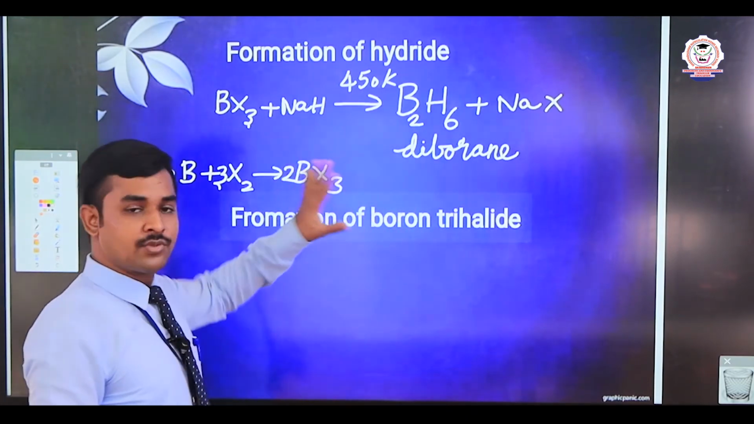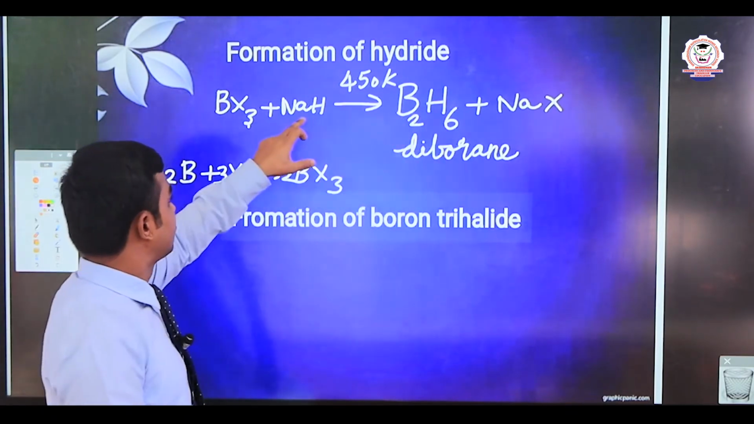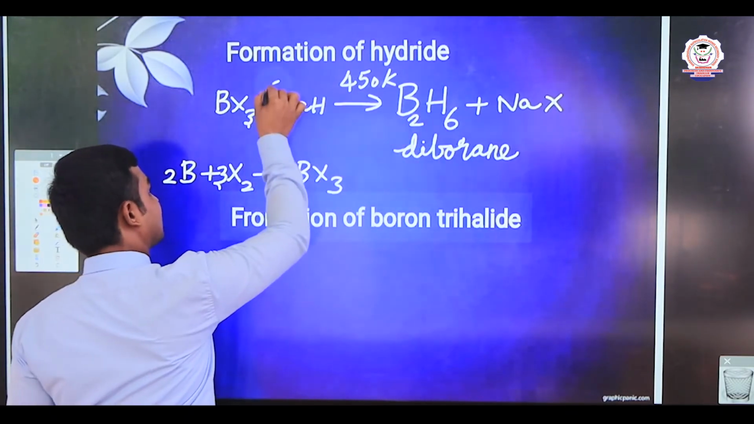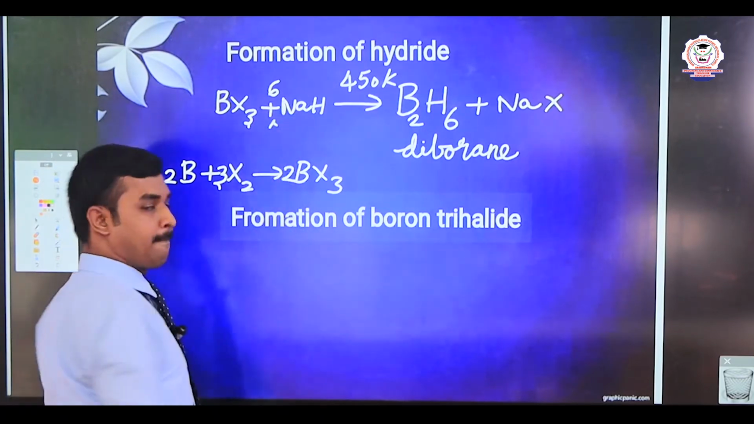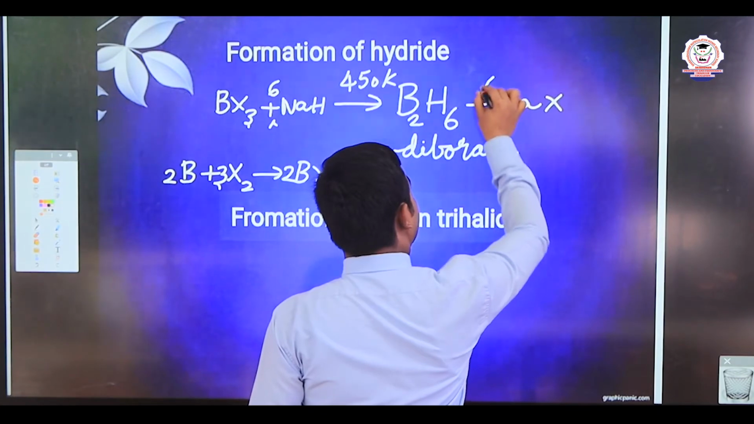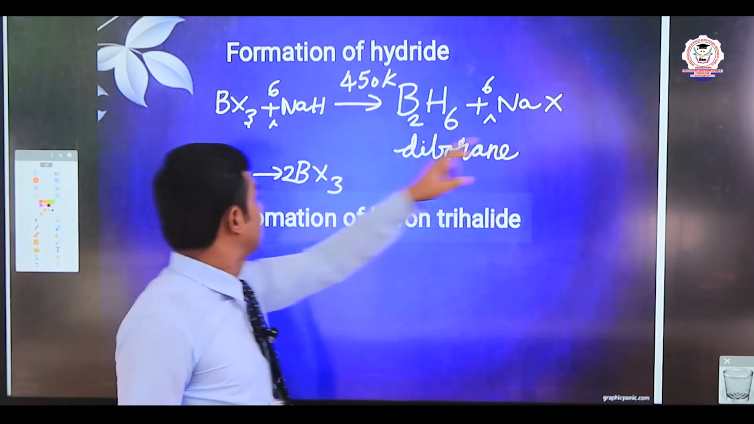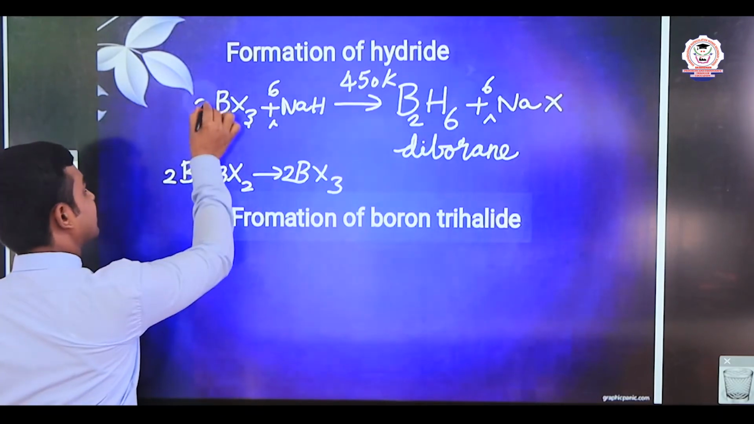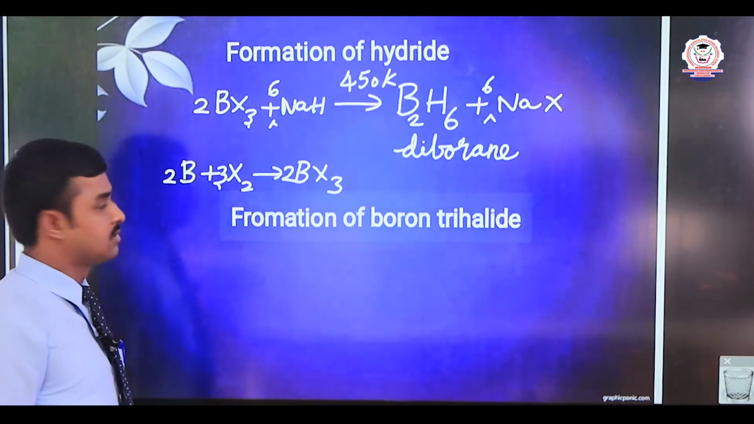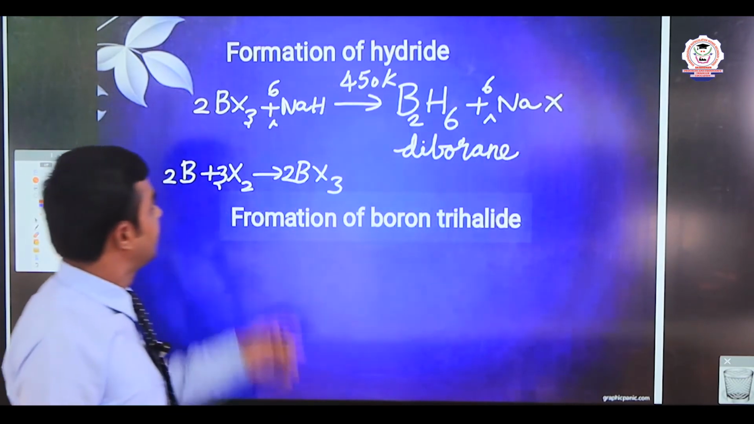Let's consider balancing this equation. You see 6 hydrogens in the product. So before hydrogen I write the number 6, and 6 sodium can eliminate 6 NaX. So 6 halogens means here I write 2X3, totally 6 halogens. So the equation is balanced. This is the correct balanced equation.